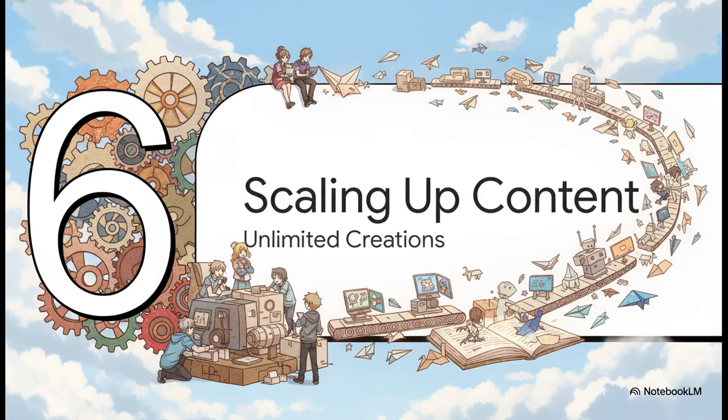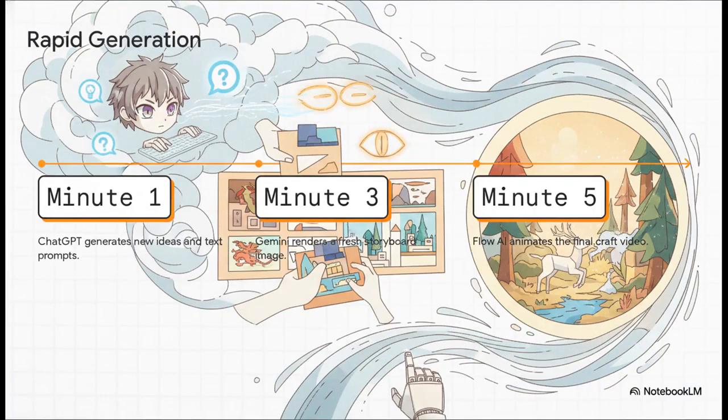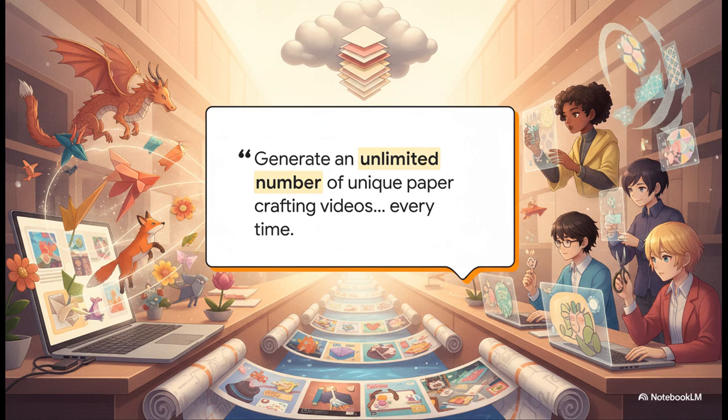Finally, let's talk about our last segment. Scaling your content machine. Unlimited creations. Just look at the sheer speed of this workflow timeline. Minute 1. ChatGPT generates your new ideas and text prompts. Minute 3. Gemini renders a fresh storyboard image. By minute 5, Flow AI has fully animated the final craft video. It's a mind-blowing reality. A painstaking manual process that historically takes days to do in the real world now literally takes exactly 5 minutes. As the source material emphasizes, this workflow allows you to generate an unlimited number of unique paper crafting videos every time.